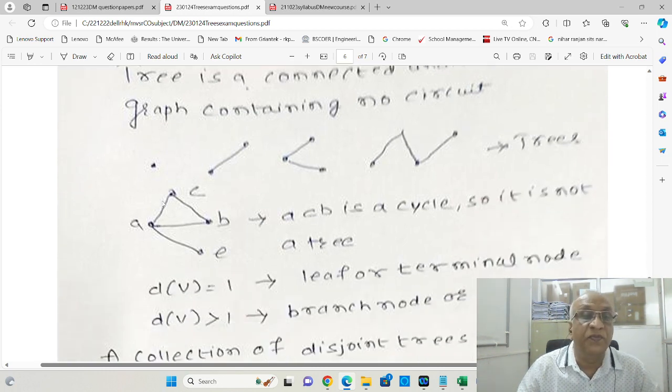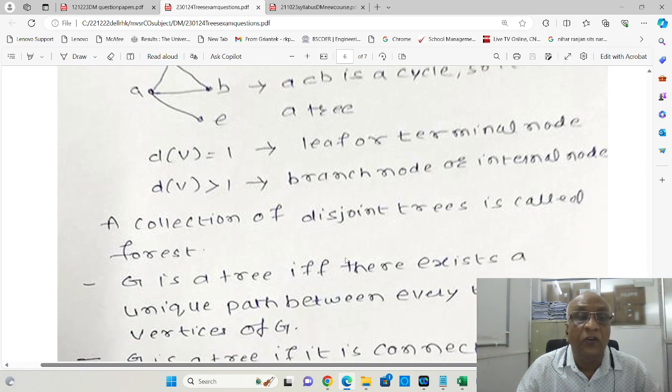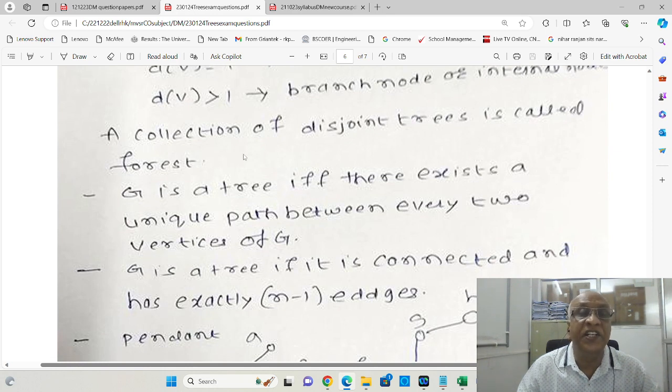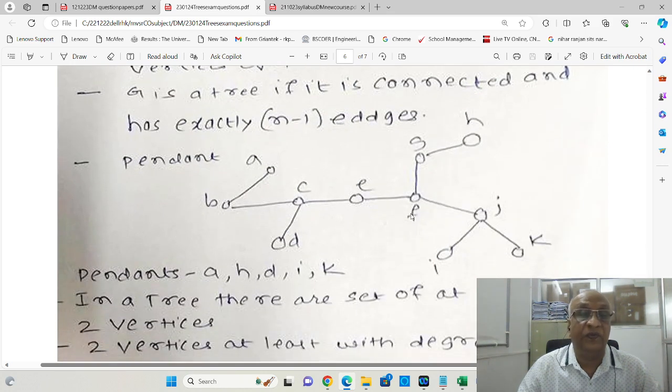For example, this graph is not a tree because it is forming a cycle. If the degree of a vertex in a tree is 1, that is a terminal node. If there is a collection of disjoint trees, it is called a forest. A graph will be called a tree if and only if there is a unique path between every two vertices. A graph is a tree if it is connected and it has exactly n minus 1 edges.